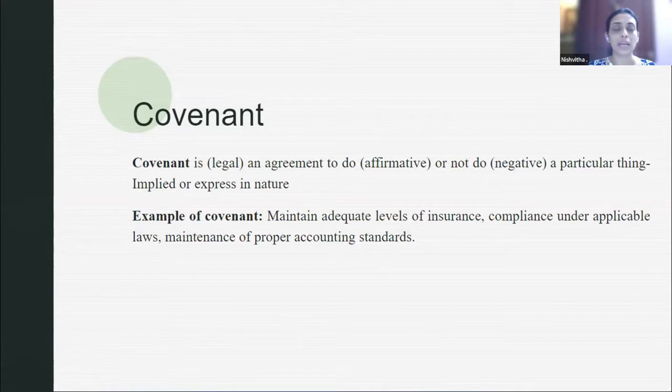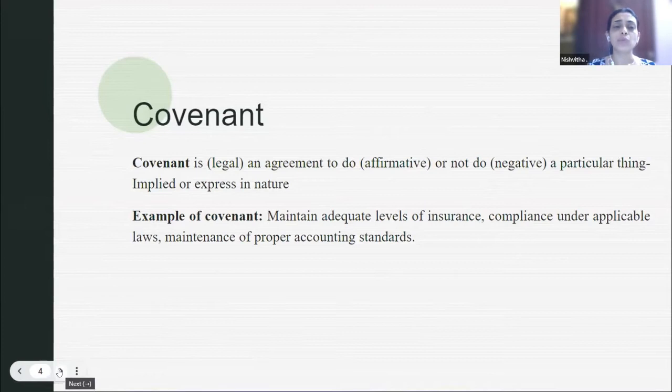At times it can be expressed. For example, no one will say that a company has to follow all the applicable laws. But once a company is incorporated, it is important to follow all the company law regulations, labor law regulations, everything. All the applicable laws have to be taken care of by the company.